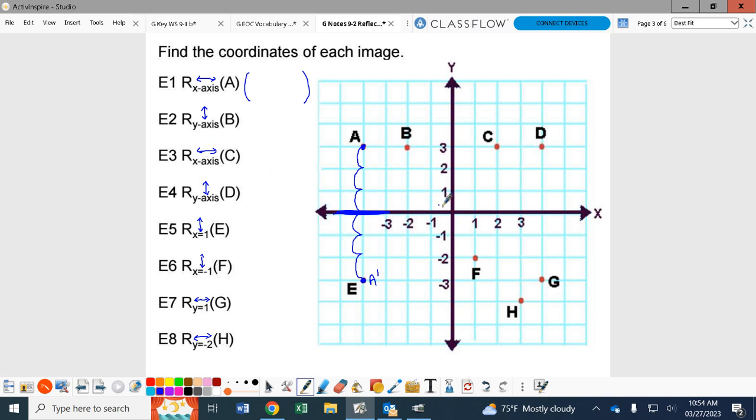Where is A prime on that graph? Well, I start at the origin, and I would have to go 4 to the left. How do we write 4 to the left on here? -4. And then I've got to go down 3 to get to that, so it's going to be -3. The ordered pair would be -4, -3. Just on that first one, does anybody have any questions?